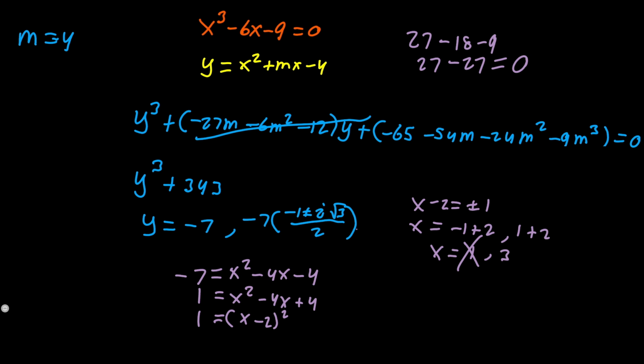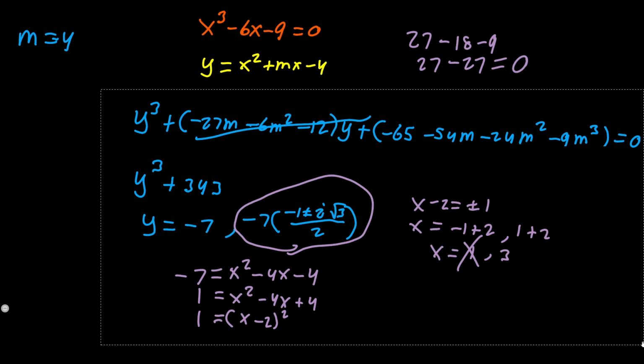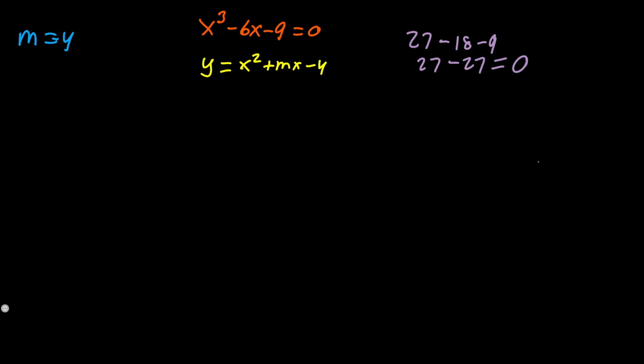And you could also get the other two complex solutions using the roots of unity and plugging in y is equal to negative 7 times negative 1 plus or minus i root 3 over 2. So we see that the Tschirnhausen transformation does work and gives us our solutions. And we avoid the whole mess of using the cubic formula, which might be faster than the Tschirnhausen method, but we end up having to solve a quadratic in the end.